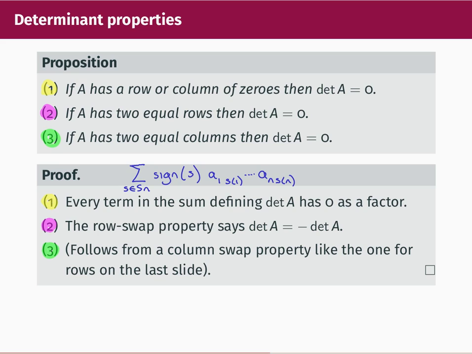Another technique will be to prove that the determinant of the transpose of a matrix is equal to the determinant of the matrix. Then, since the transpose swaps rows and columns, part 3 will follow from part 2. That's the approach taken in the online notes where you can find proper proofs of the column properties.